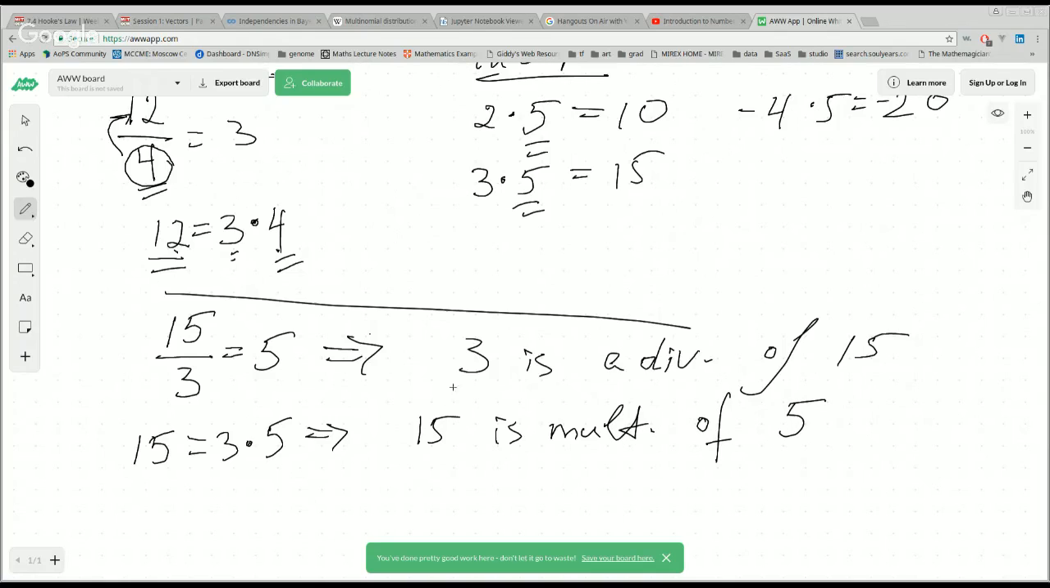And it's a multiple of 3 as well. How many 3s do I need? I need 5 3s. So instead of this 5, let me focus on the 3. I need 5 3s to get 15. So look at this relationship.